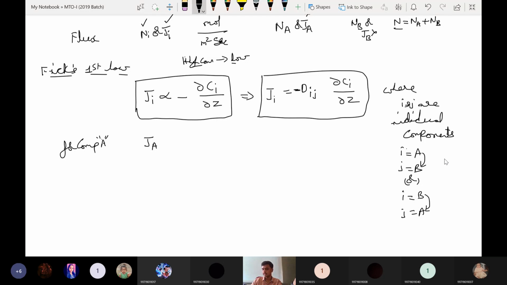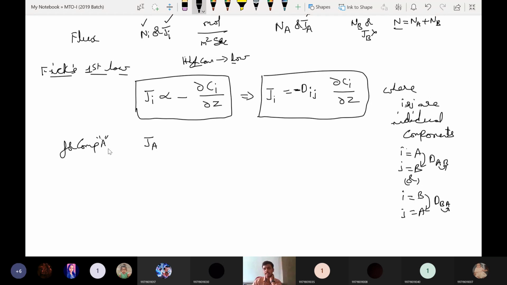The meaning of this one is, in this case, the D will be DAB. DAB means diffusion of A to B, so mass transfer is taking place from A to B. And in this case, this is DBA. The meaning of this one is the mass transfer is taking place from B to A.